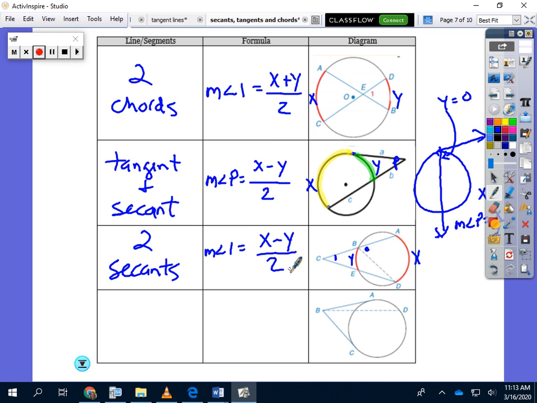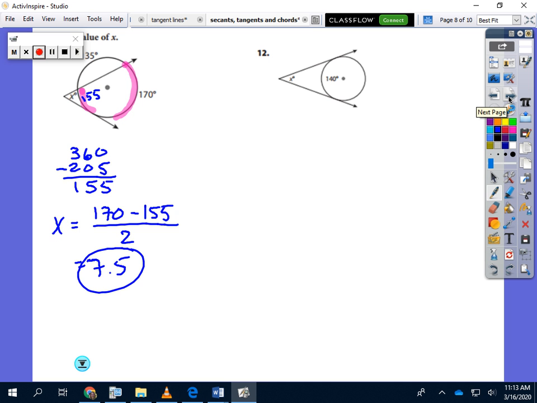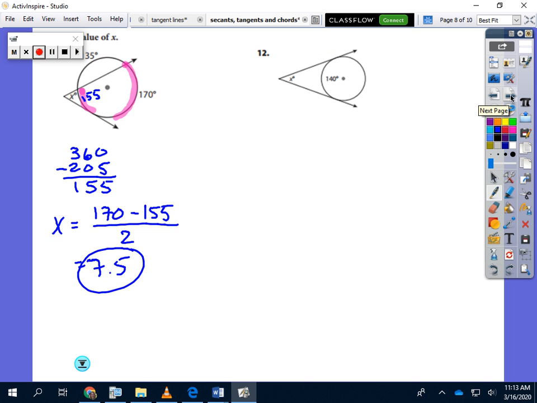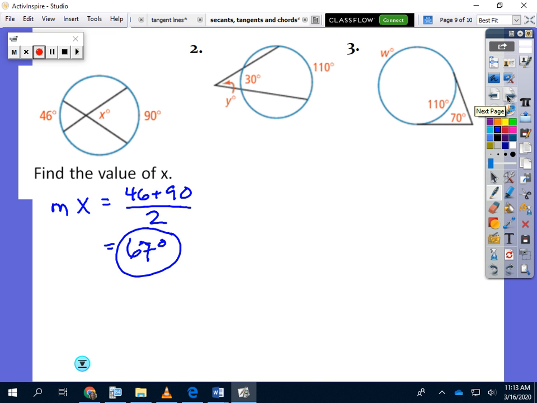And again, you'll have to remember, if you're not given x and y specifically, you will be given enough information to find out what they are. You might be given these two arcs or something like that. But you should be able to find out what they are. So the example that goes with that would be this one. No, two secants, sorry. Two secants would be this one.